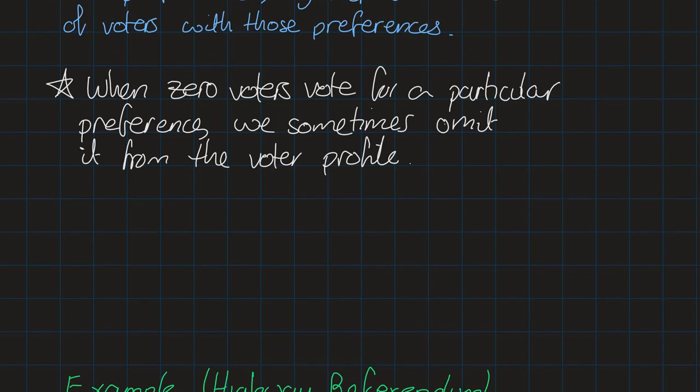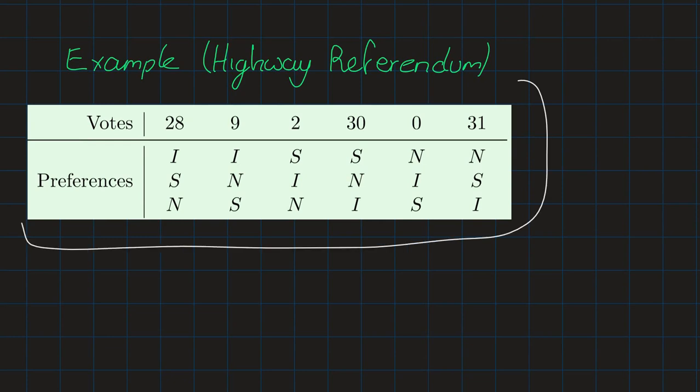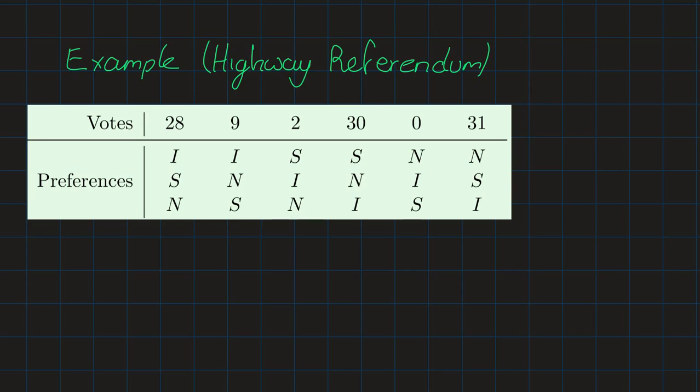So let's just quickly look at an example. In the highway referendum, this is a perfectly good voter profile. It tells you exactly how 28 voters voted for this preference, 9 voters voted for this preference, and so on. If I wanted, it would be perfectly okay for me to just delete this column because 0 people voted for it. And it's understood that if I omit a column, that means 0 people voted for it.